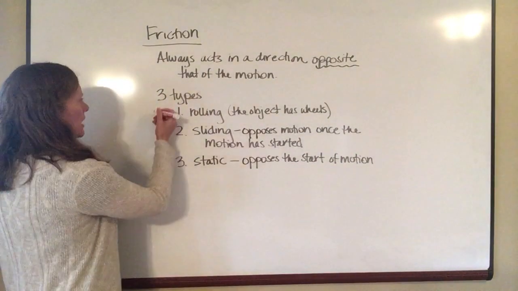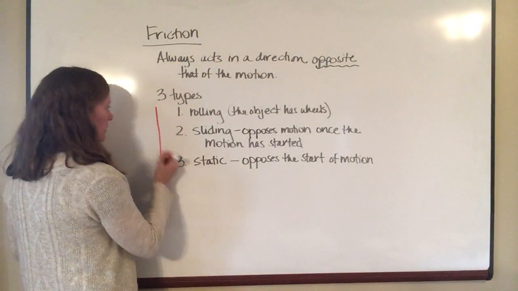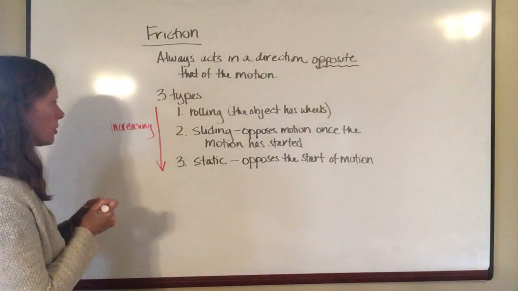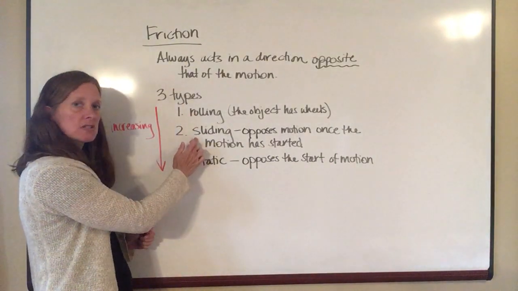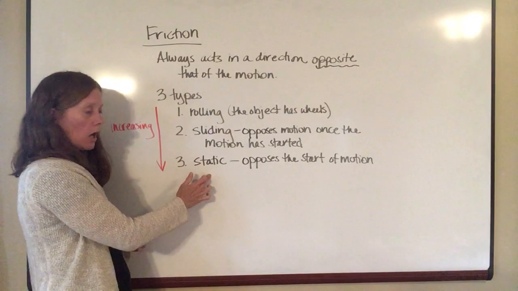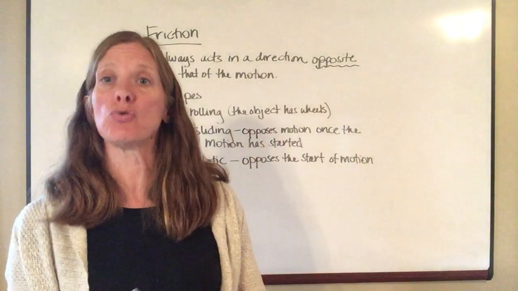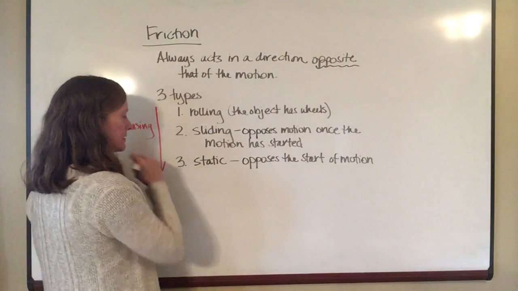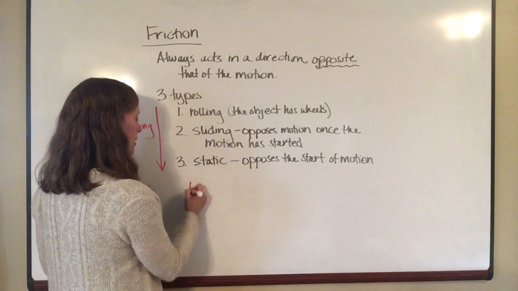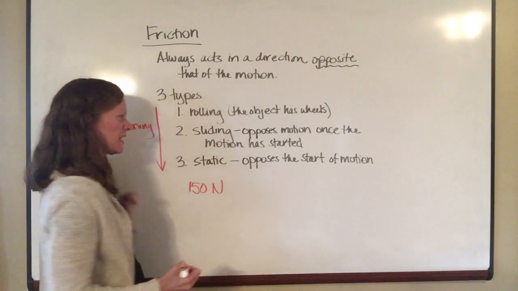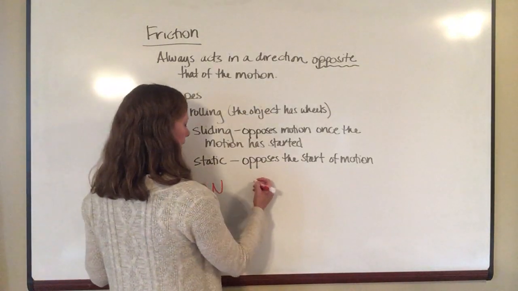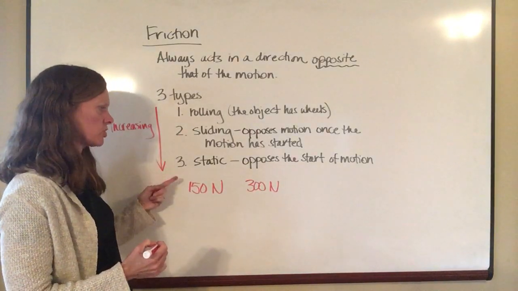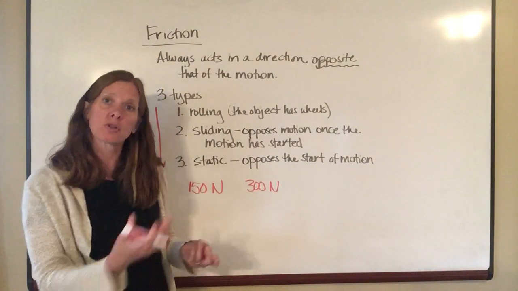So of these three types of friction, if I go down this direction, this is where they are increasing. So rolling friction is less than sliding friction is less than static friction. For example, if I gave you two numbers and said, I have an object sitting here and I have 150 newtons that I know is either sliding or static friction, and then I have another force that's 300 newtons, and one of those is sliding and one is static, but I don't know which one is which. Well, which one would be which?